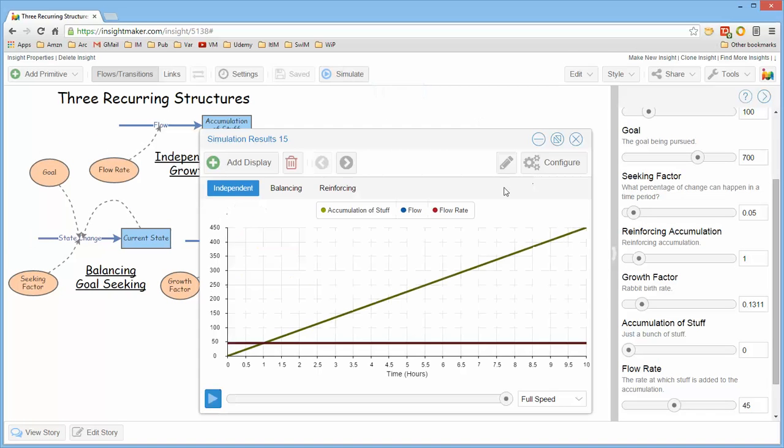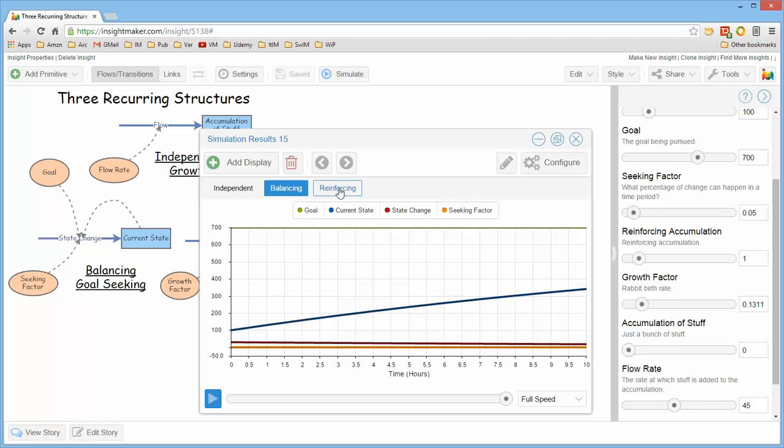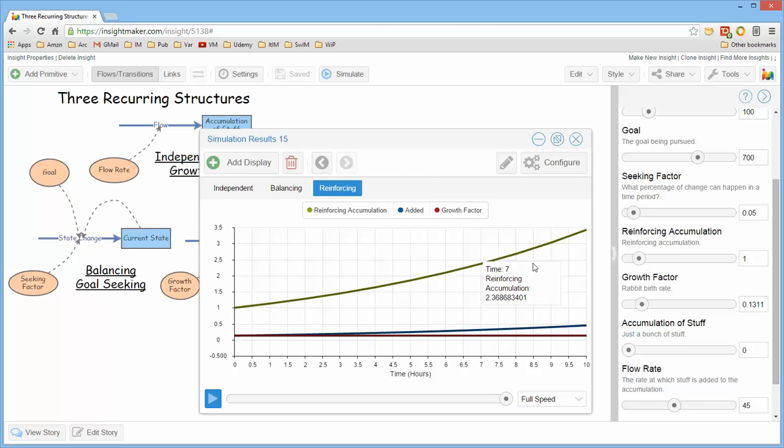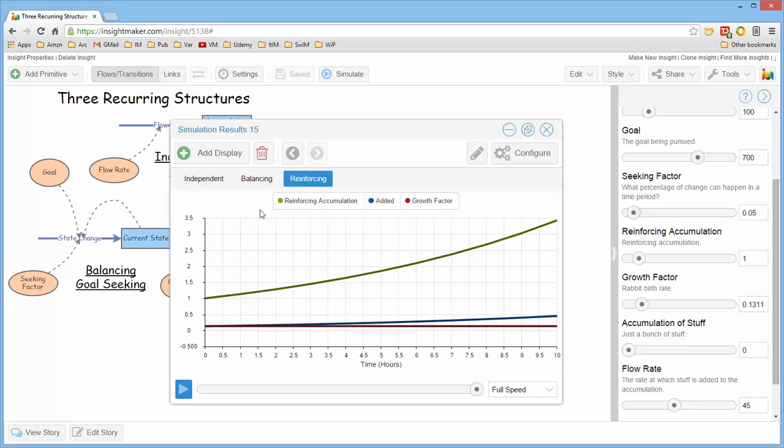When you run the simulation, you'll end up with a graph that actually has 3 different graphs on it, so that you can look at the independent, the balancing, and the reinforcing. And I put them on separate graphs simply so that they wouldn't all be on top of each other.